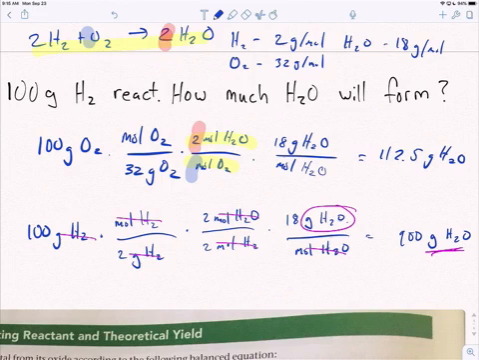I'm sorry if I sound like a broken record. You look at a problem: 100 grams hydrogen and 100 grams oxygen react. How much water will form? So you want to know how much water is forming, given a balanced chemical equation. I also gave you the molecular masses.